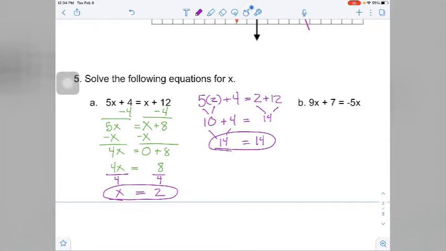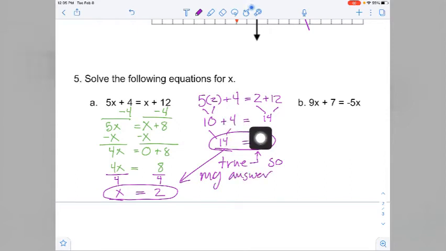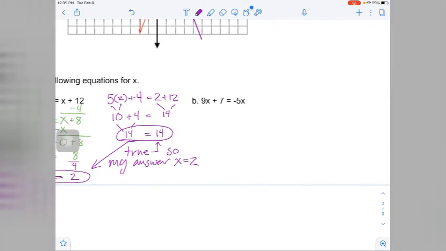So when these turn out the same, I know that this is true up here. A lot of students think this means that my answer is 14. It doesn't mean my answer is 14. My answer is x equals 2, or my solution, we should say my solution.